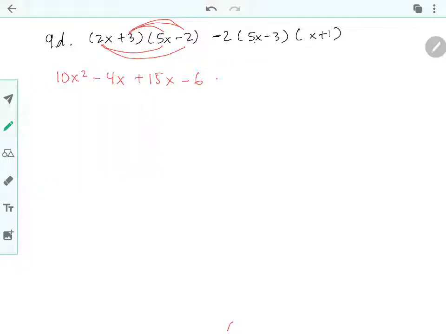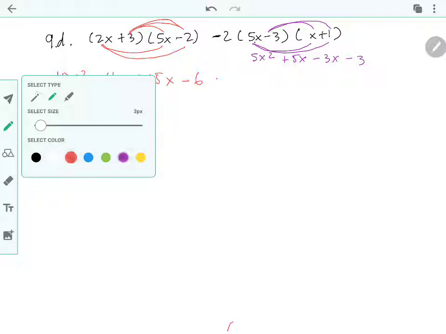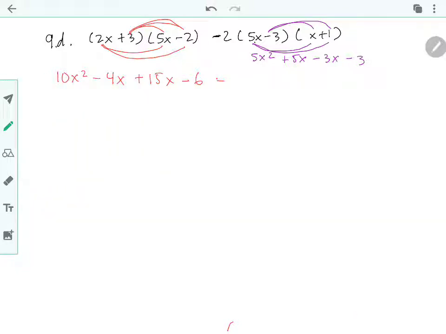Let me use another color, the purple one. So 5x times x equals 5x squared. 5x times 1 equals plus 5x. Minus 3 times x is negative 3x. Negative 3 times 1 equals negative 3. Now there is negative 2 here, so negative 2 multiplied by 5x squared plus 5x minus 3x minus 3.